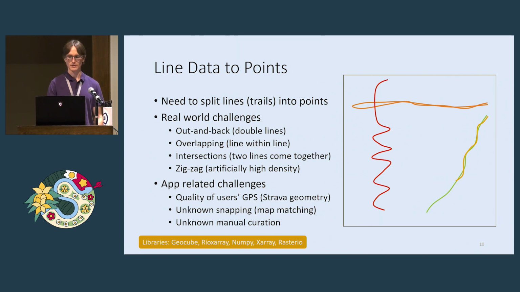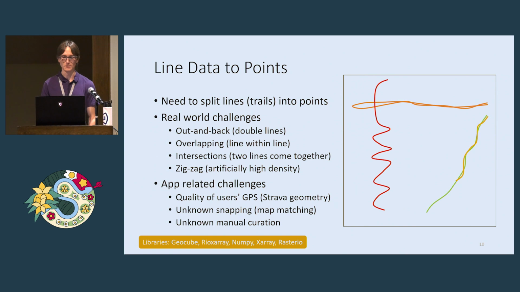And next, we need to convert this linear data to presence points for Maxent to use. And the lines on the right represent real-world challenges of double counting that we need to deal with. So, for example, AllTrails represents out and back routes with parallel line segments. So that line up at the top there, the out and back parts of the segment are offset from each other by several meters.